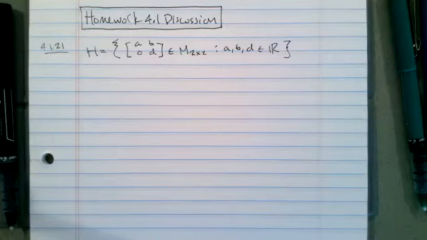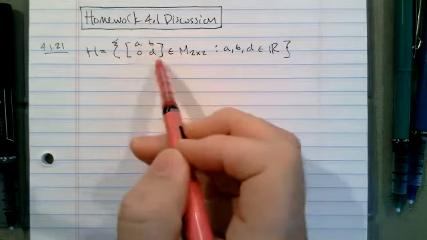So in problem 21, we've got this subset of matrices from the vector space of 2 by 2 matrices. And we want to show that this set H is a subspace of M 2 by 2. And we have a few options. But before we get into the options, we want to know what it means to be an element of H.